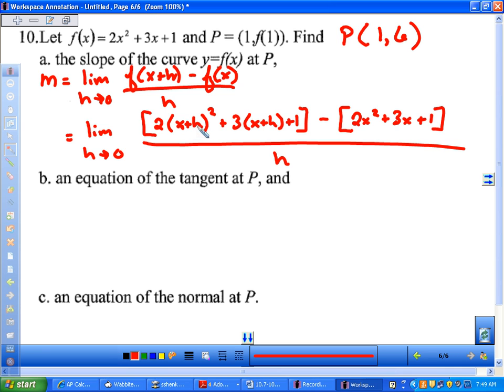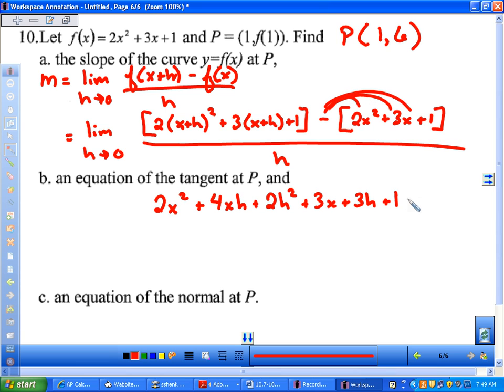So again, what is x plus h squared? x squared plus 2xh plus h squared. But what will we get when we distribute the 2 to it? 2x squared plus 4xh plus 2h squared. Distribute the 3, we'd get plus 3x plus 3h plus 1. Now over here, there's nothing for us to evaluate. We just got to distribute the negative to all three of those terms. Minus 2x squared minus 3x minus 1, all still over h.